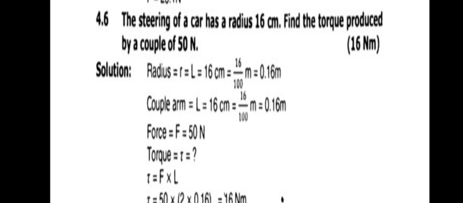has a radius of 16 centimeter. Find the torque produced by a couple of 50 Newton. Here we will write the given data, that is radius equals 16 centimeter. As you know, we will convert centimeter into meter by dividing the value by 100, then the radius will be 0.16 meter. The moment arm, which equals 16 centimeter, we convert into meter by dividing by 100, and the value will be 0.16 meter.